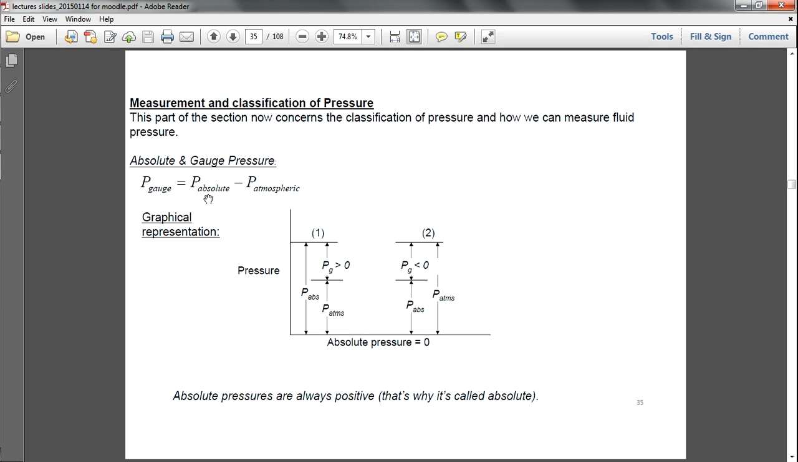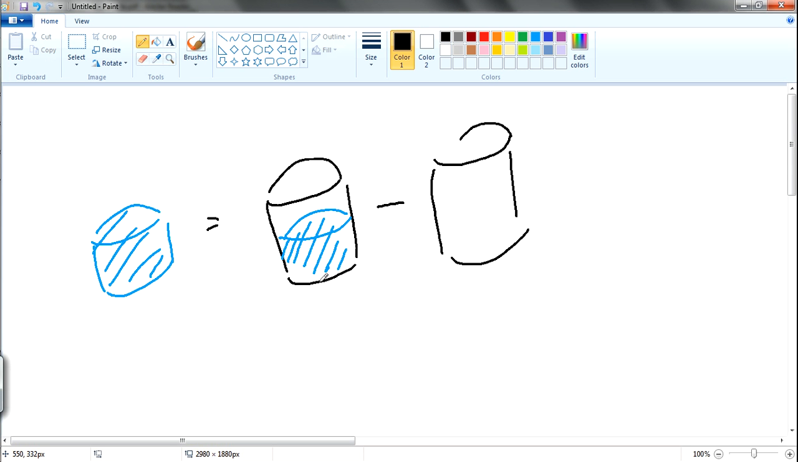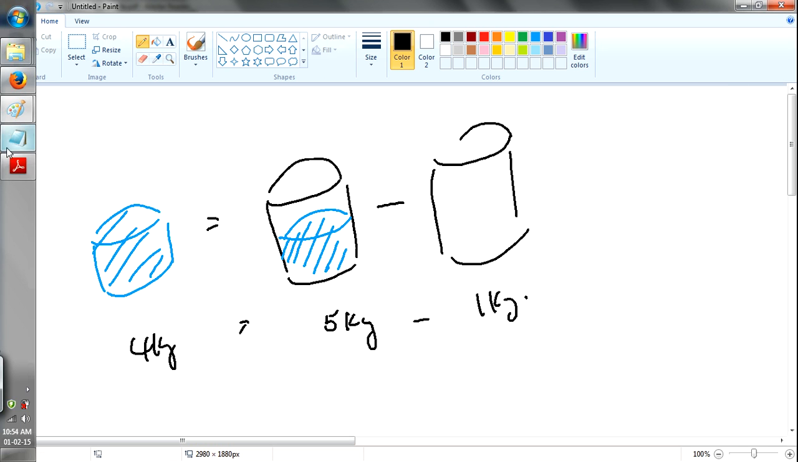So P absolute, in other words, is similar to weight. If you want to weigh the mass of a liquid, you pour the liquid inside a beaker and put it on the weighing scale, and it displays maybe 5 kg. However, because you only want to measure the amount of fluid inside, you subtract the beaker, maybe 1 kg, so it will be 4 kg. So this is the same analogy for pressure.